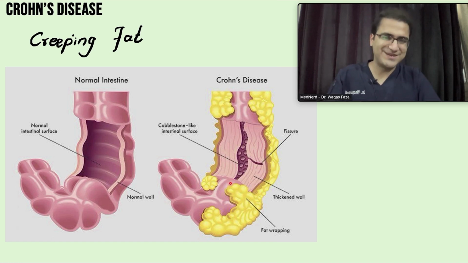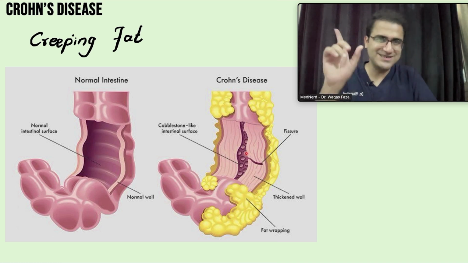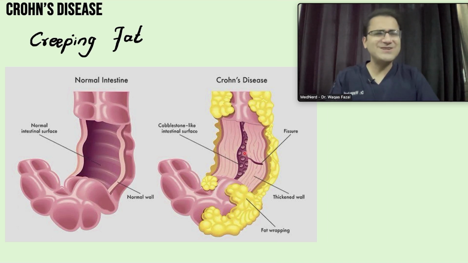See the fissure present here, see the cobblestone mucosa, the fat wrapping around, the thickening of the wall, so that can result in the obstruction and the string sign that you see on the radiography. So it is very interesting when you understand the pathophysiology. Everything makes sense when you understand how things are happening.